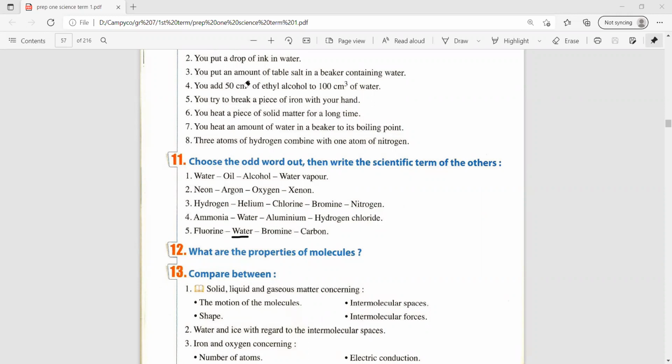So here the others won't be gases. Because water is a compound, the others are elements. Carbon is monoatomic, it's only C. Bromine is Br. And fluorine is F. You already will know them all.